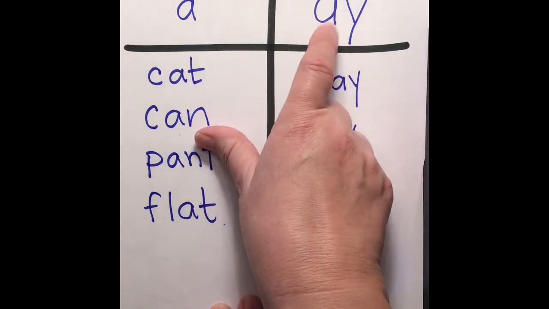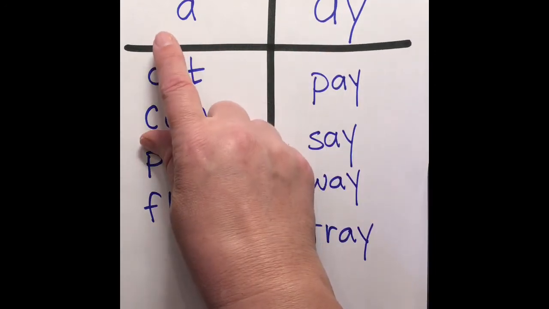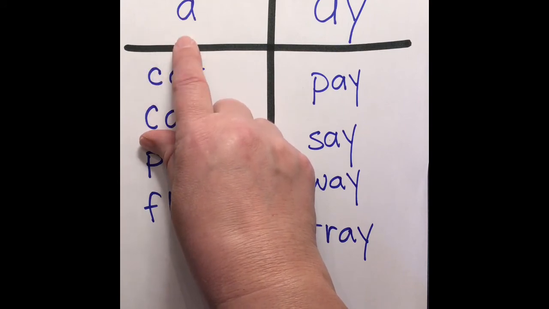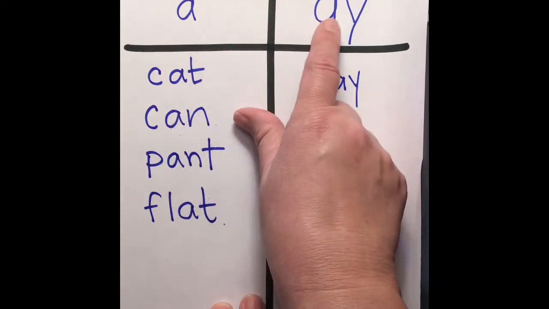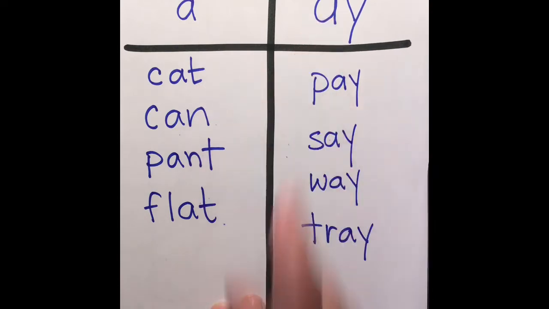So you wouldn't want to put AY here, A, and then maybe vowel consonant E over here for A, because the sound that is in the word make is the same sound that you hear in A, AY. So make sure they contrast the sounds. All right, let's do one more.